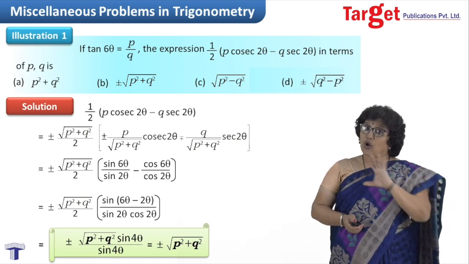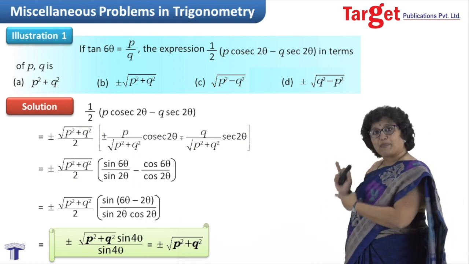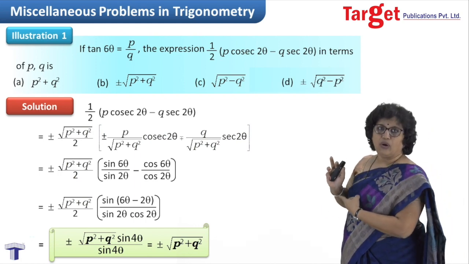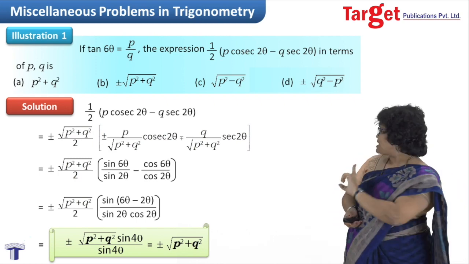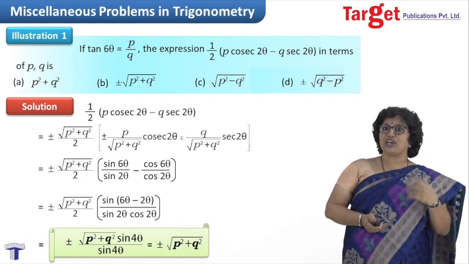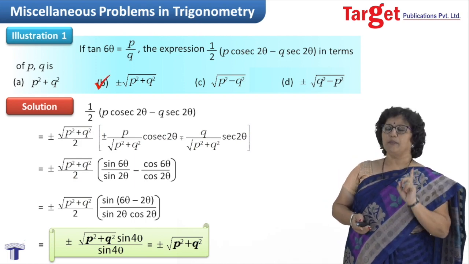That time we did not know in which quadrant 6 theta lies, and hence we kept on writing that plus minus all throughout. So the expression's value that I have found is plus minus under root p square plus q square, and check what that answer is. Is it not B? So the correct option is B.